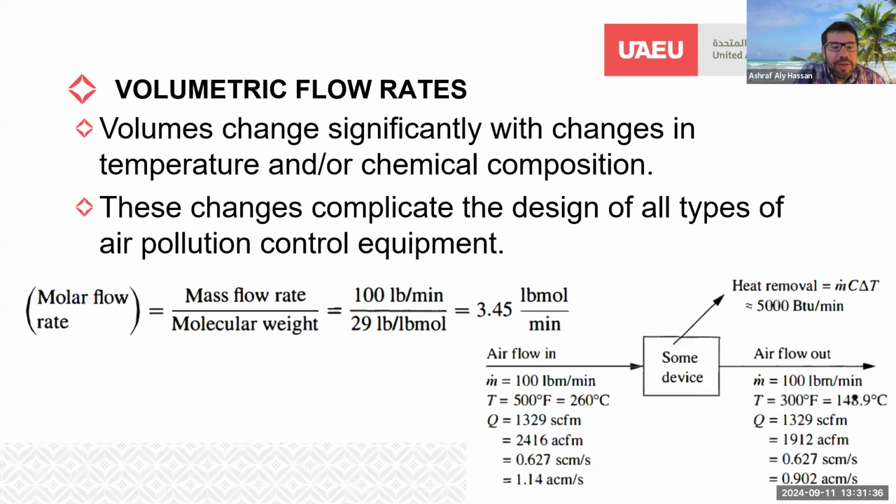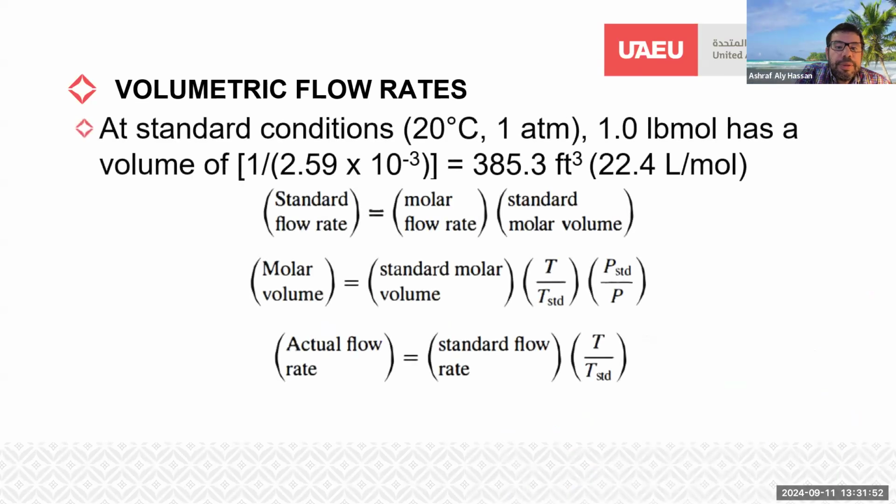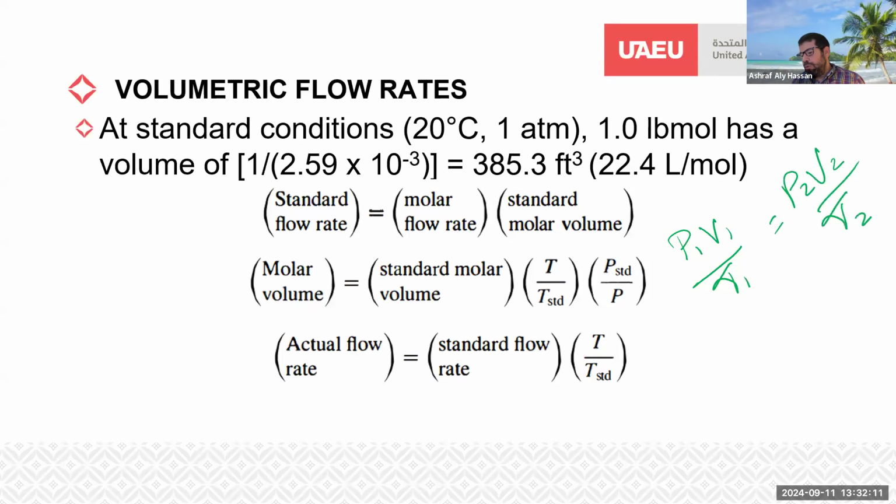So the molar flow rate is equal to mass flow rate over molecular weight. So for example, 100 pounds per minute over 29 pounds per pound mole. And we can use this to convert between actual flow rate and standard flow rate. Again, the main equation is P1 V1 over T1 is equal to P2 V2 over T2, but you can use any variation of it similar to what you have here in this slide.